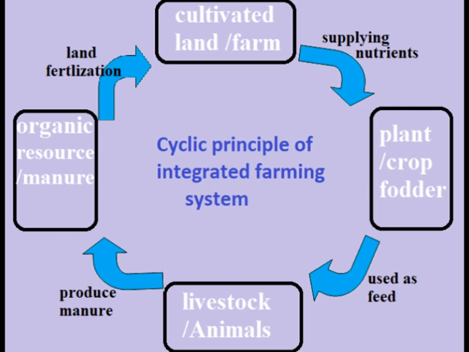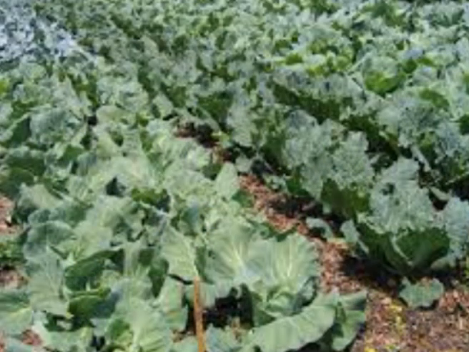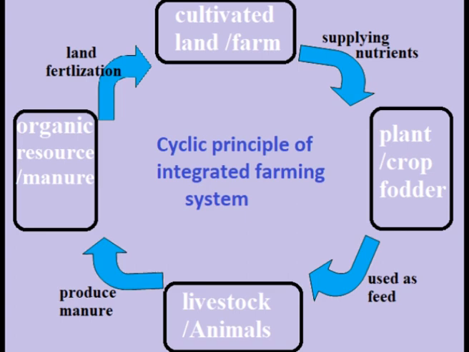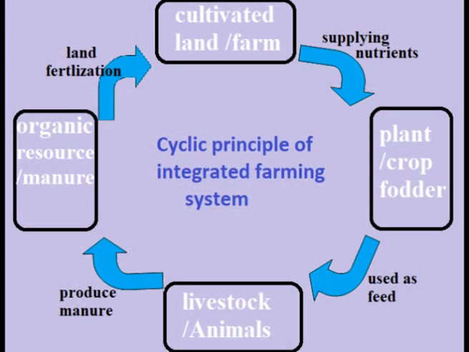Under this diagram, there is a cultivated land or farm. This cultivated land or farm supplies nutrients for the plant or crop. Under plant or crop, there may be fodder or other vegetable species. Those vegetable species are used as livestock feed. Livestock or animals produce manure. This organic resource or manure is used for land fertilization. When the cultivated land becomes fertilized, this is also important for supplying nutrients for the plant. So generally, this diagram shows us the cyclic principle of integrated farming systems.